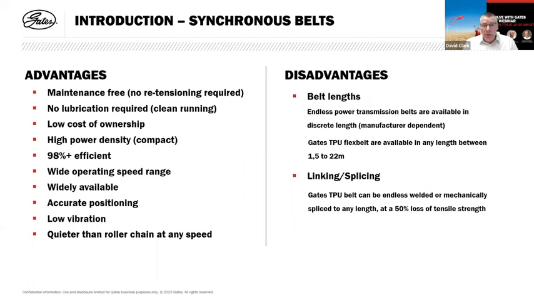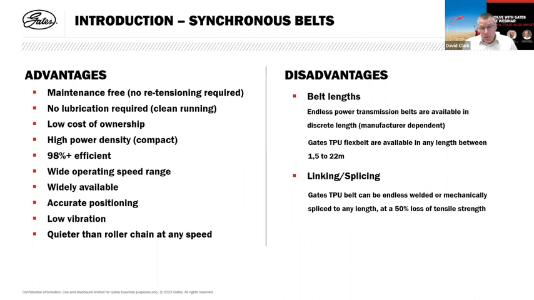The TPU Flex belts are available in lengths between 1.5 and 22 meters, and they're available in any number of teeth because of the manufacturing method used. TPU belts also have the advantage of being able to be welded together, and that gives you a mechanically spliced joint of any length, but you do lose 50% of your tensile strength, but it does have at least some advantage that you can give any belt length.